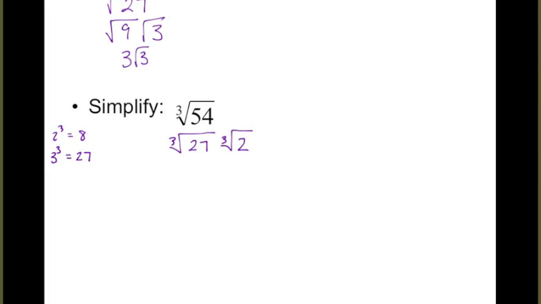What is the cube root of 27? 3, because it's 3 times 3 times 3. Cube root of 2 we can't do, so we just leave it. Questions?